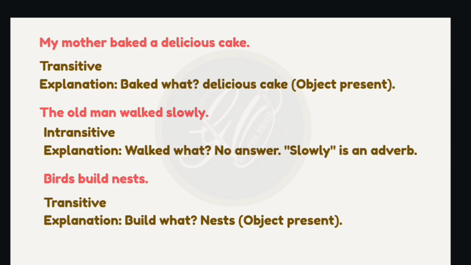Children, at the end we can summarize that if my verb answers what and whom, that means the verb is a transitive verb, and if I won't get any answer, that means the verb is an intransitive verb.